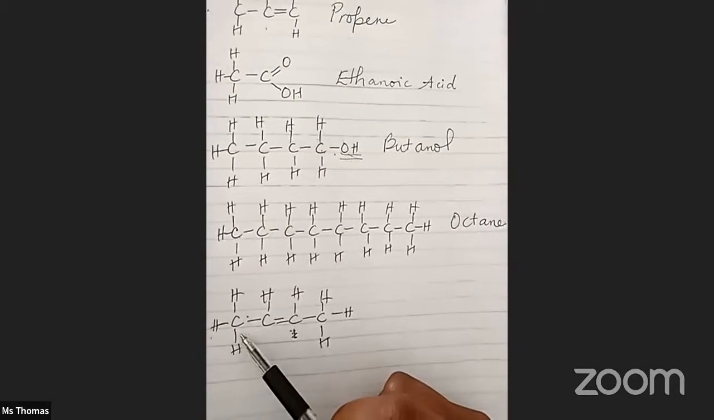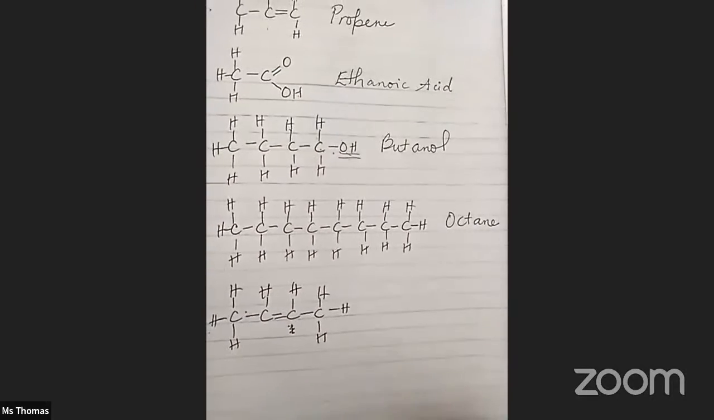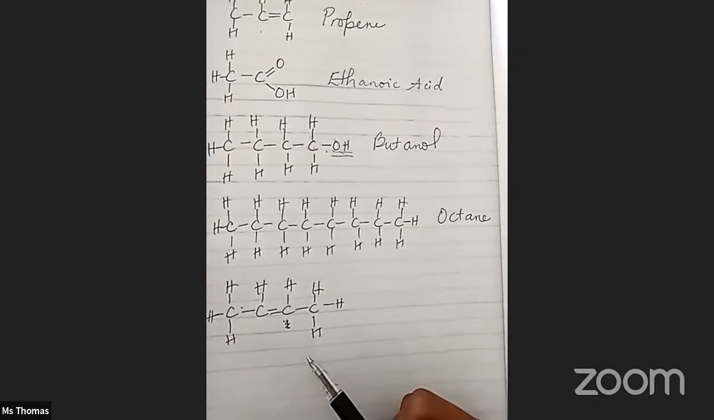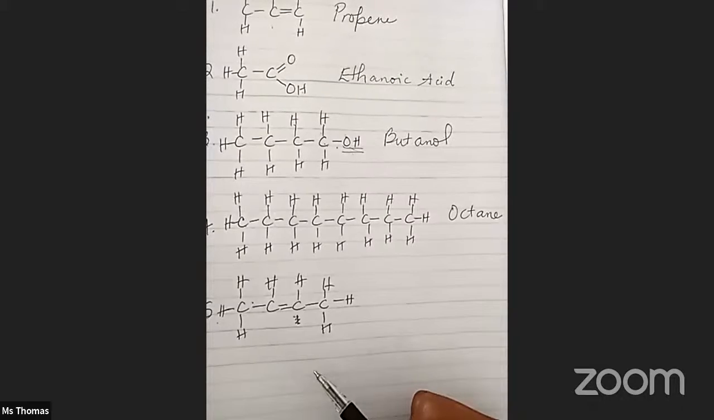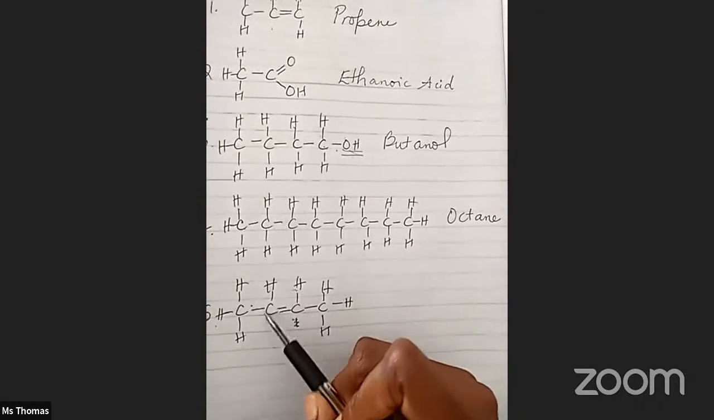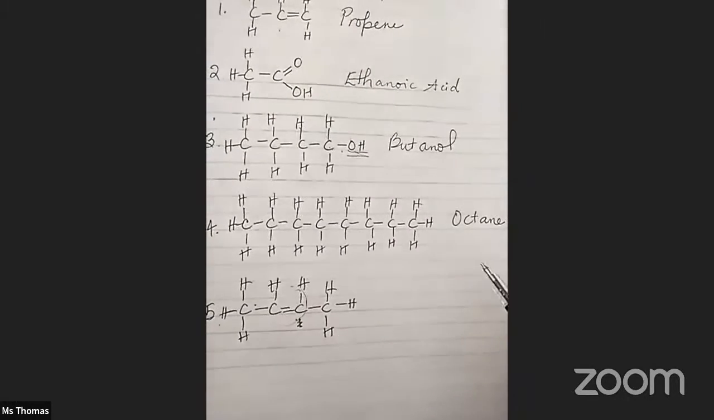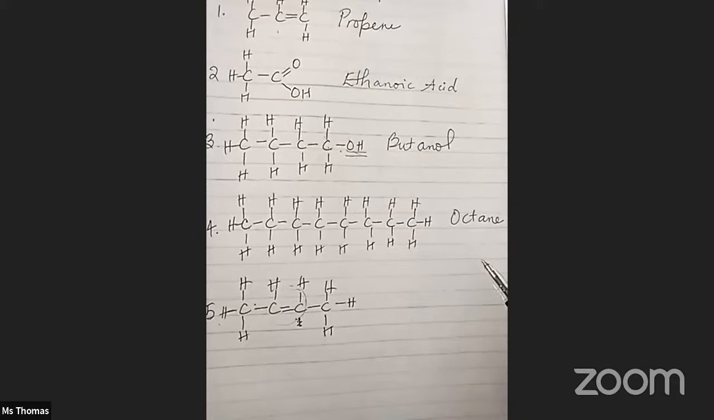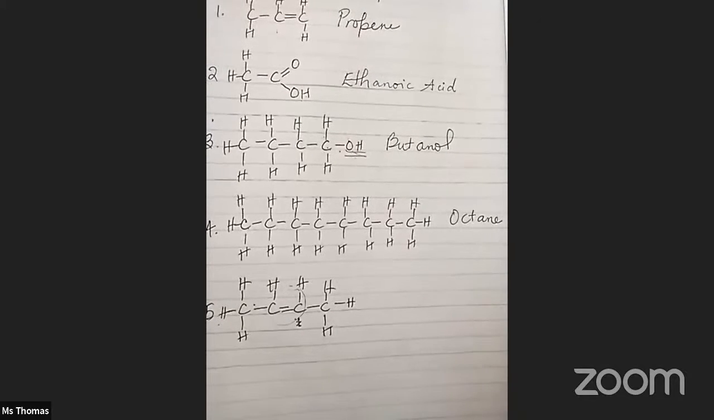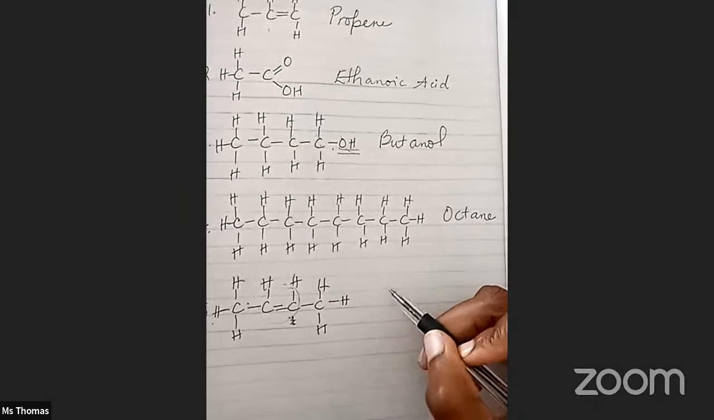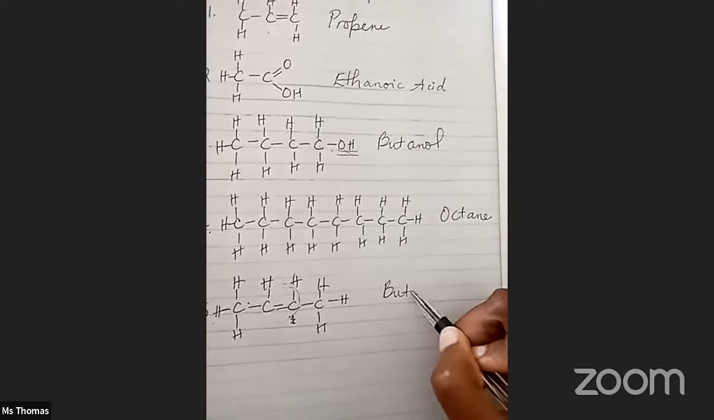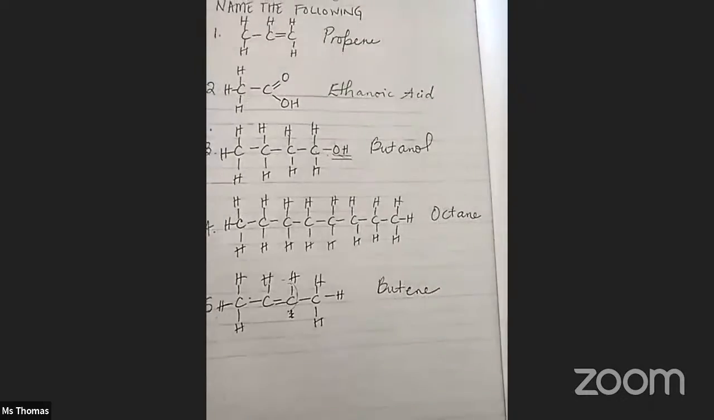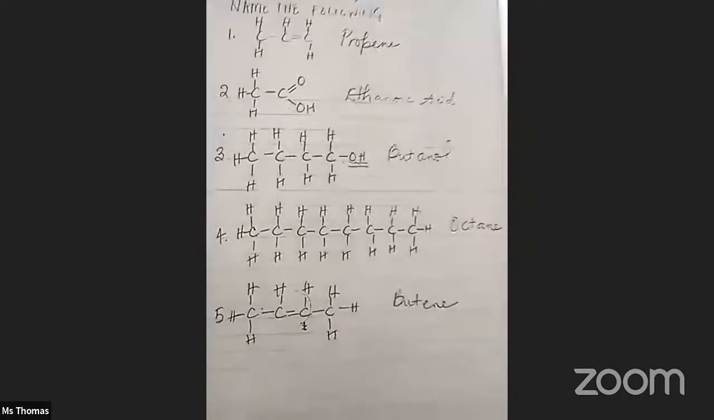All right. What about this one? Four carbons. What homologous series is this from? Alkene. So it's an alkene. So what's the name? Butene. Butene. Good. All right, so that was the homework.